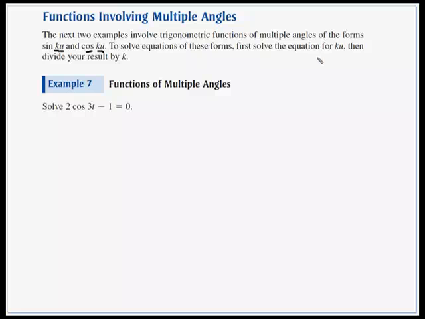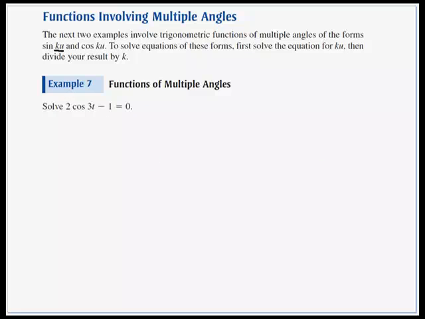To solve the equations of these forms, first solve the equation for that multiple angle, then divide your result by the constant in front. You know, in all the other examples, this would have been 2 cos of t. Now it's 3t. It's a multiple angle. So there's just one little tiny thing we have to do differently when we approach these problems.